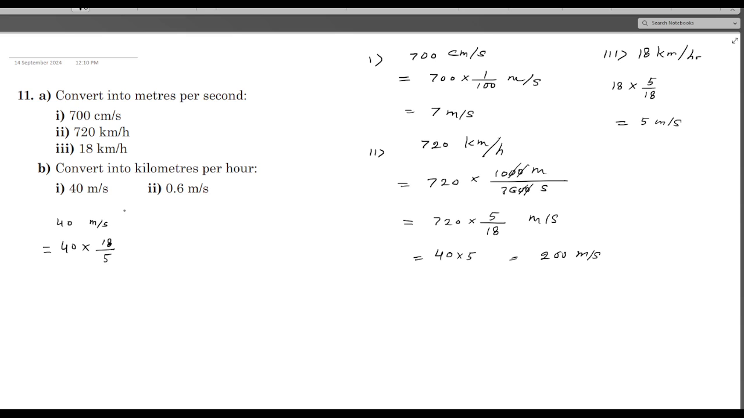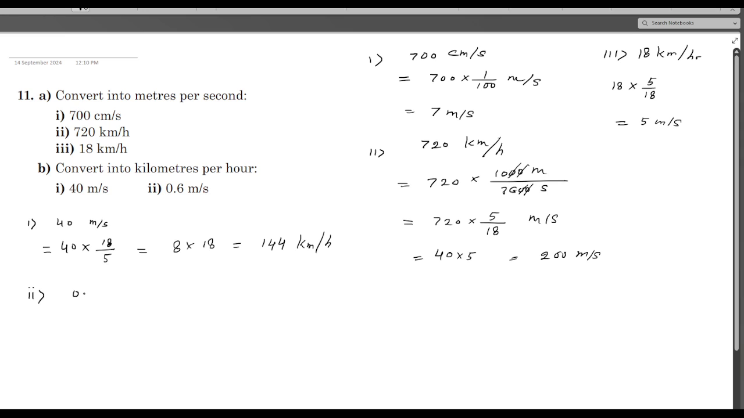Or simply, from meter per second to kilometer per hour, you multiply the whole thing by 18 divided by 5. So this is 5 times 8, 40. So 8 times 18: 8 times 8 is 64, 6 carried. 8 times 1 is 8, 8 plus 6 is 14. So this is 144 kilometer per hour.